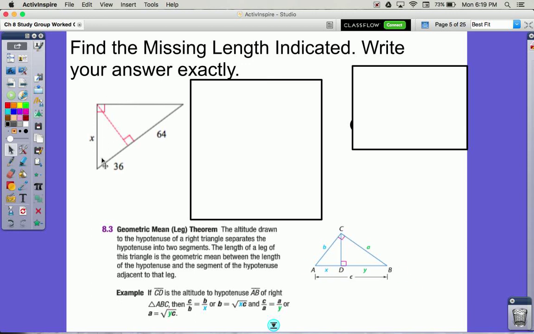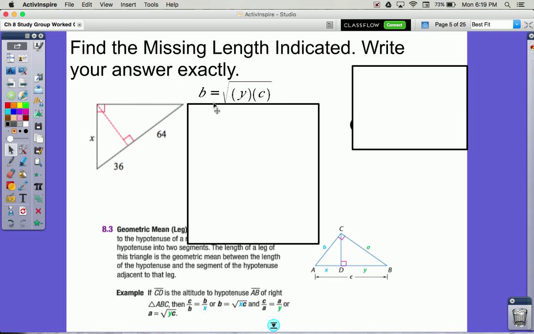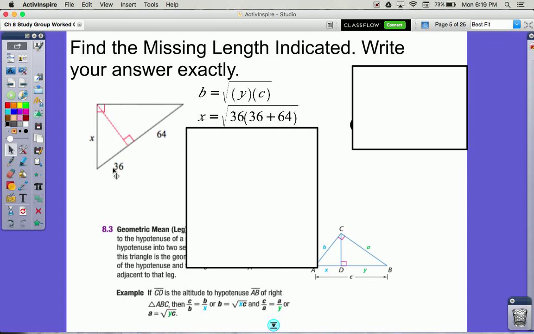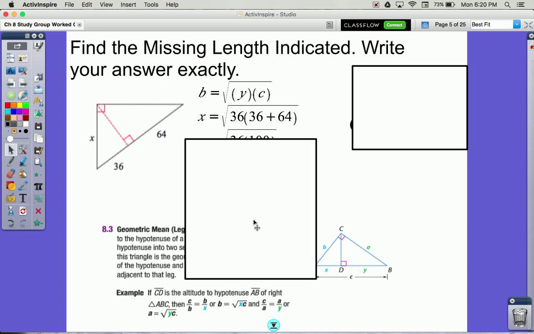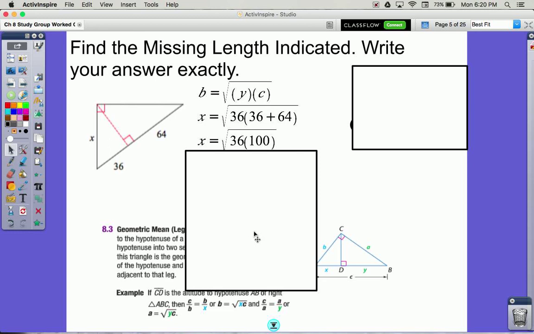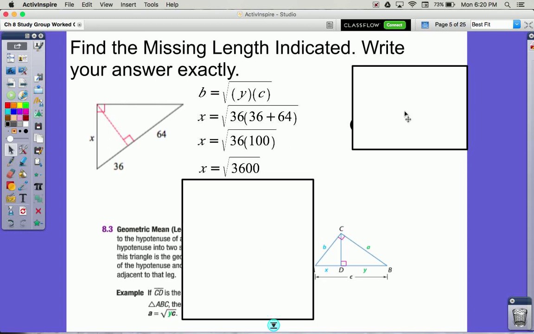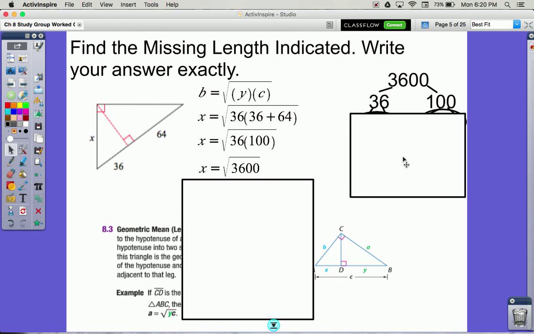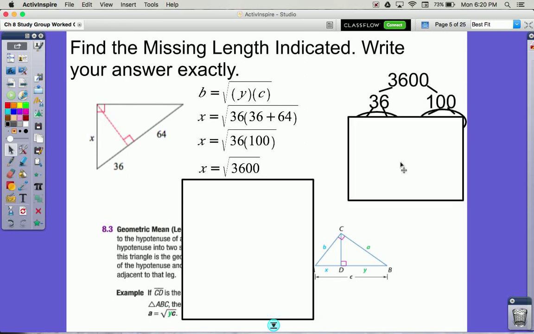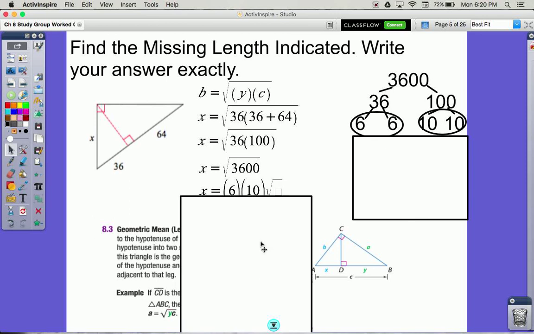So to find x, it's going to be 36 times 36 plus 64. So b equals the square root of y times c, which is x equals the square root of 36 times 36 plus 64. 36 plus 64 is 100. So x equals the square root of 36 times 100, which is 3,600. 3,600 breaks down as 36 and 100. 36 breaks down as 6 and 6, and 100 breaks down as 10 and 10. So this is 6 times 10, both outside the square root. So x equals 60.